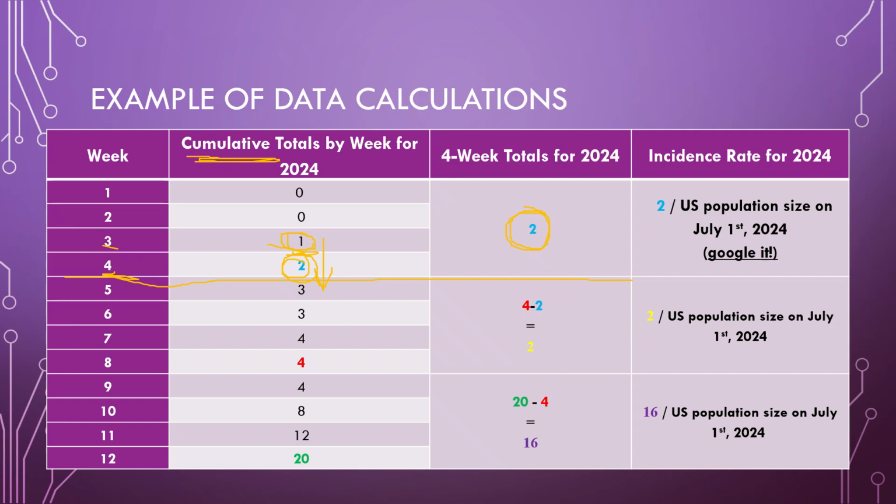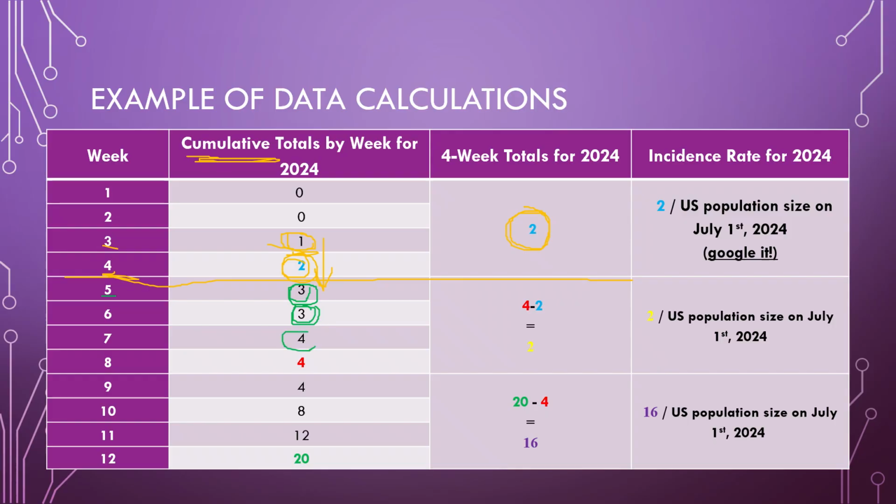When we move further down, we're looking at week 5, and we see that there are now 3 cases. That means that there was 1 more case added to the 2 cases that we saw in the first 4 weeks. By week 6, we are only still seeing 3 cases. That means that there are no new cases by week 6.